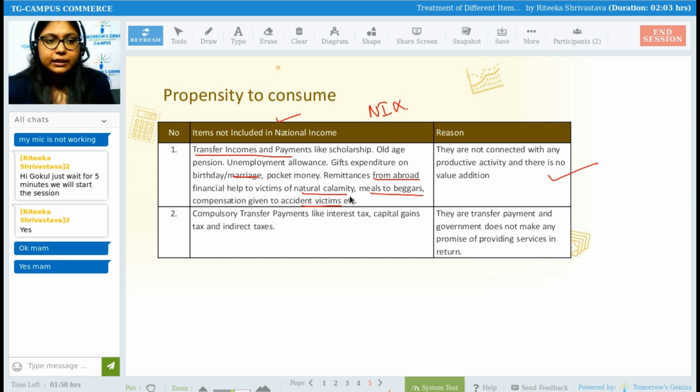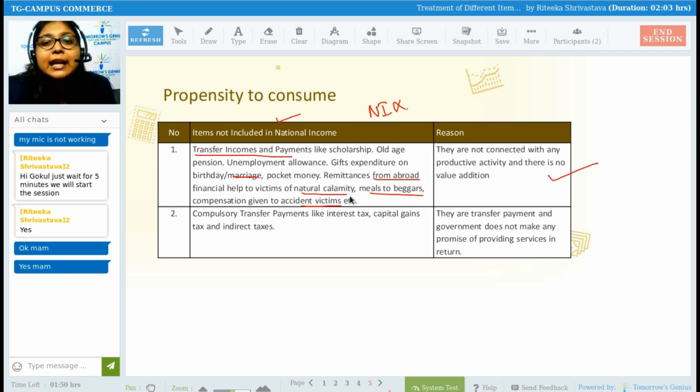When we talk about national income, what do we calculate? We take all those activities which are the regular part of the economy, regular activities of the economy. But all of these things are not the regular part of the economy, and they are not producing anything in the economy. They are not productive activities.